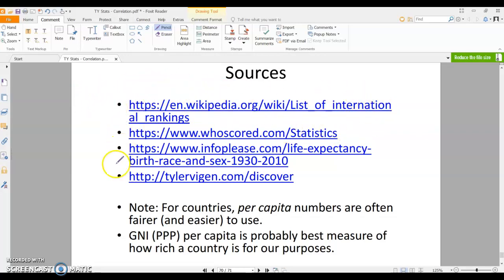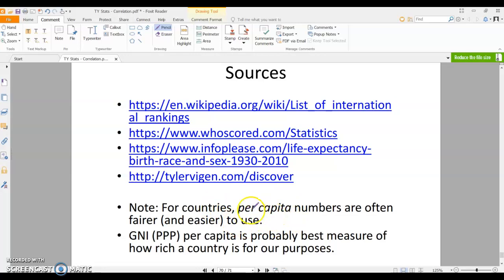All right, so I'll just show you a couple of these websites. When you're doing any of those rankings, per capita numbers are the fairer and the easier ones to use. Okay, so per capita just means per person. So you need to use those, or else bigger countries are always just way out in front. So any sort of list of countries, look for the per capita numbers.